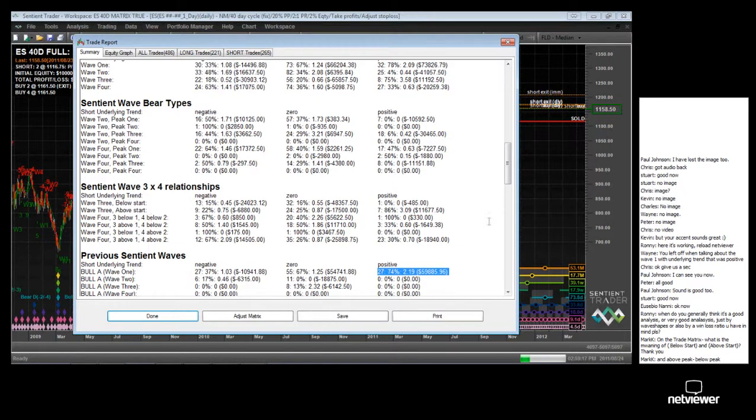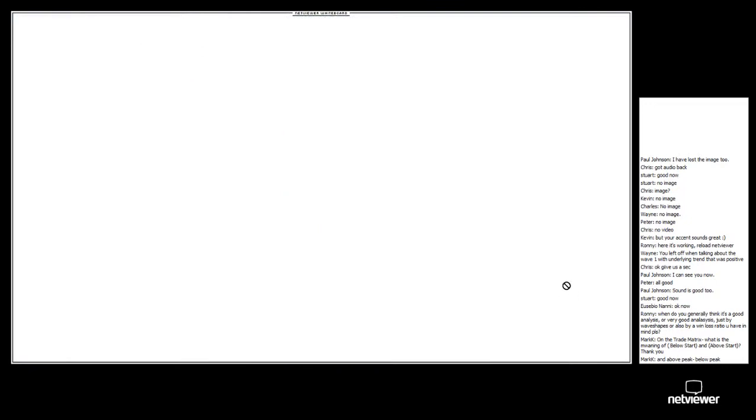Anyway, I'm diverting. What are bear types, and what are 3x4 relationships, and what's the meaning of 3 below 1 and 4 below 2 and above peak and below peak? Right. Let me use a whiteboard to explain this. And in fact, what I'm going to do is use a blank whiteboard. How do I do that? There we go. Okay. Now.